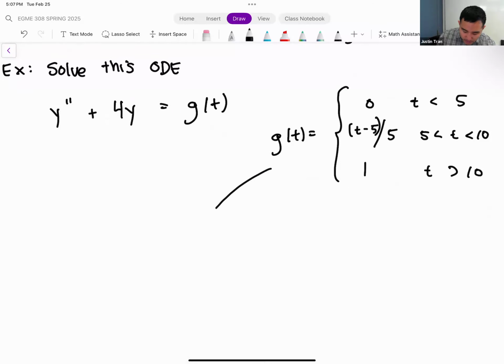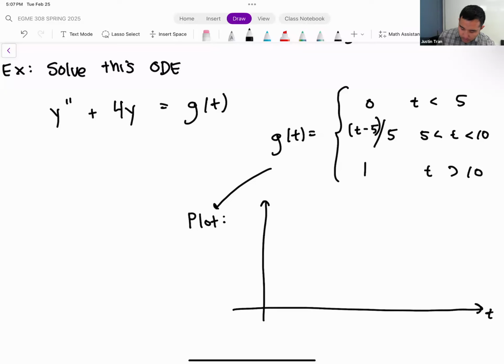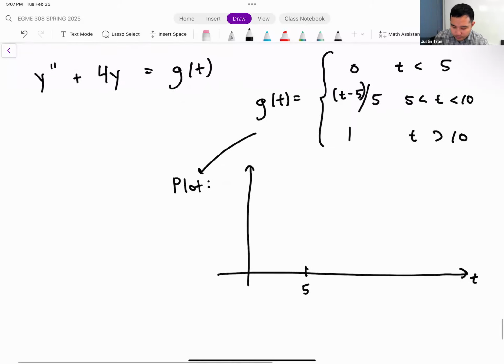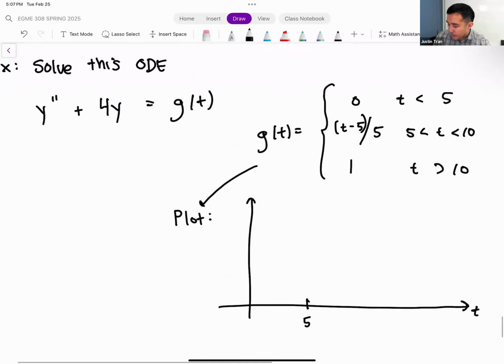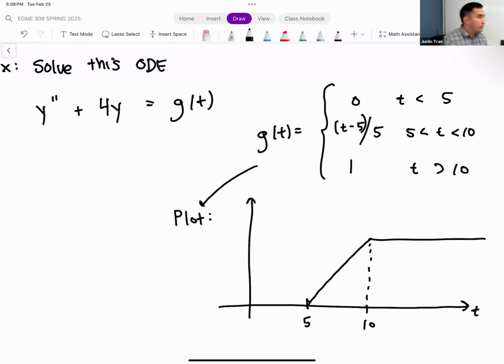Okay, so let's plot this out so you can see what it looks like. The plot of this function is going to be 0 up until you reach a value of 5. Then we have a linear ramp, so it's going to ramp up just like this until it reaches a value of 10. And at that point, it's just going to flatline into a constant function.